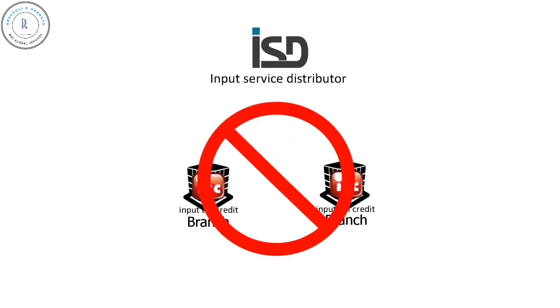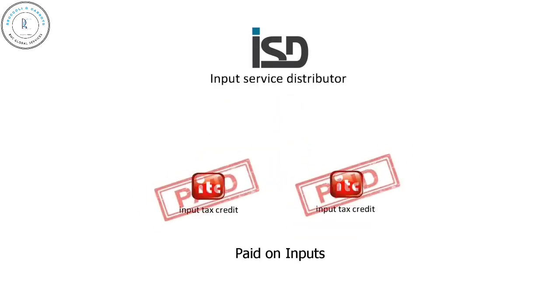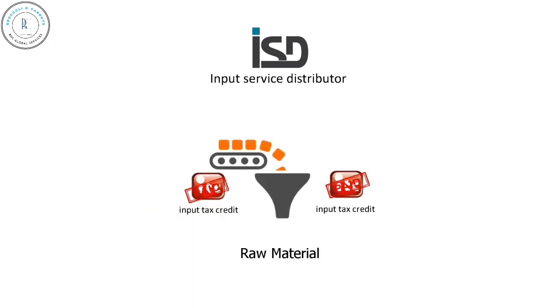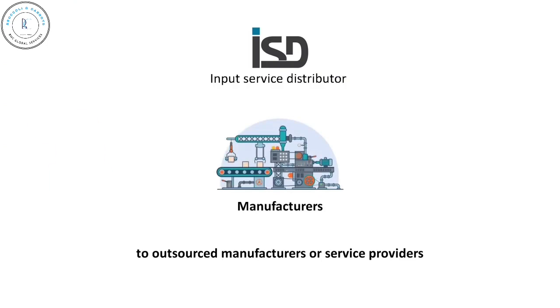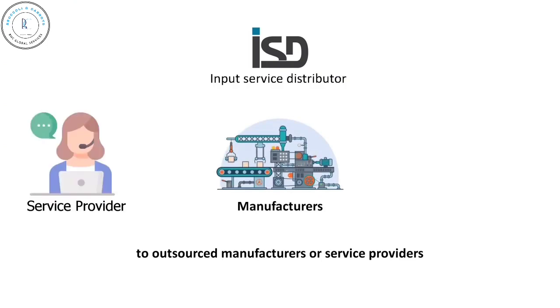Situations where ISD is not applicable: ISD cannot distribute the input tax credit paid on inputs, raw materials, capital goods, machinery purchased, or services from outsourced manufacturers or service providers.